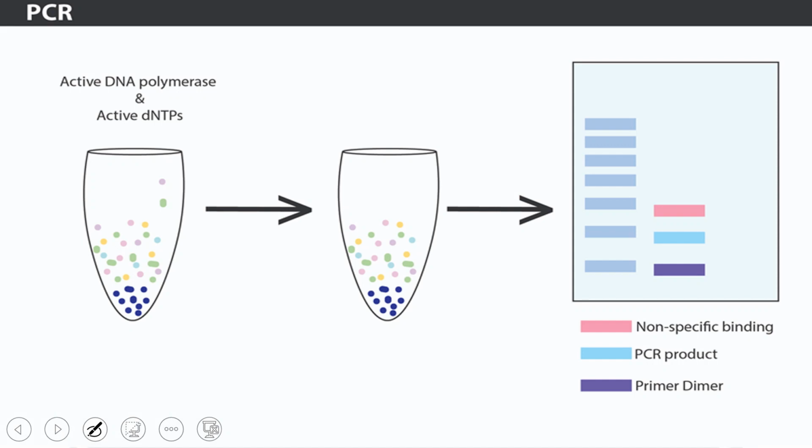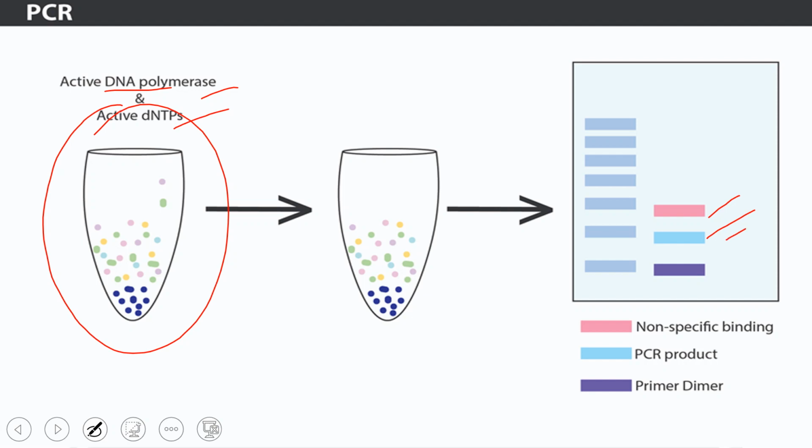This is the conventional PCR, which we have just seen. Every component is there: DNA polymerase, nucleotides, template, buffer, everything is there. So this Taq DNA polymerase actively polymerizes the DNA before the heating process also. So non-specific DNA and the PCR product, both will be there.